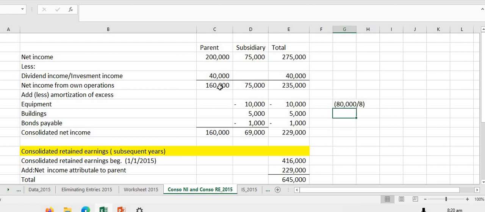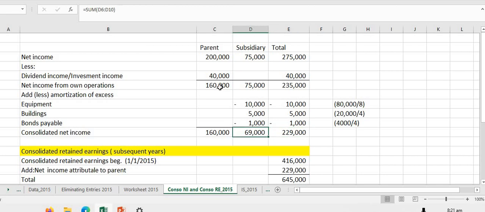Yung building naman, diba? It's actually 20,000. 20,000 divide 4. Diba yun, no? Because this is overvalued yung depreciation. Therefore, understated yung net income. So, you add mo yung 5,000. Yung bonds payable is actually the amortization of your discount. Diba? 4,000 divided 4. That's actually 1,000. So, since this is discount, diba? It's addition to interest expense. So, yung net income natin is reduced by 1,000. So, you have here, consolidated net income of 229,000, diba?